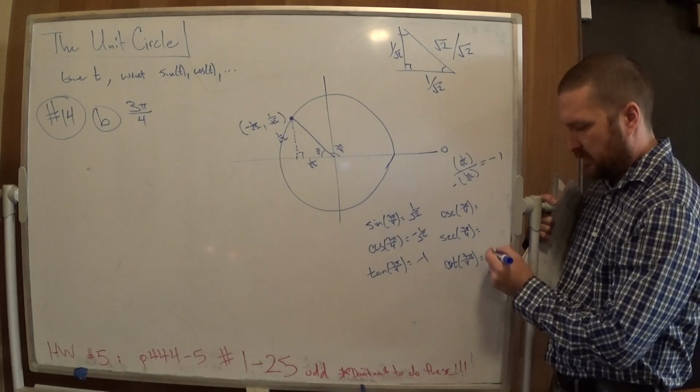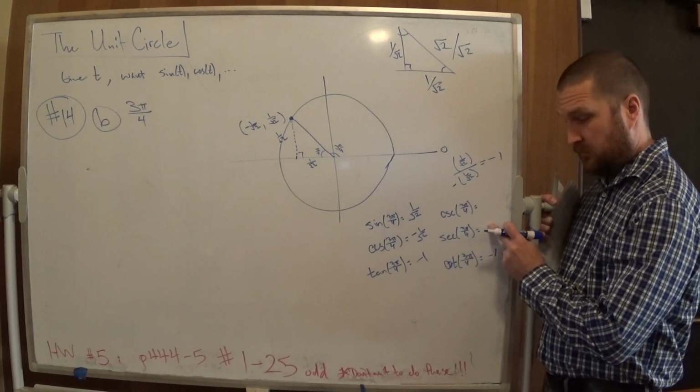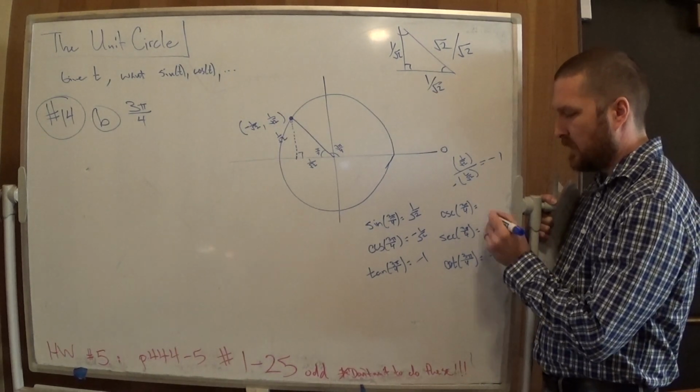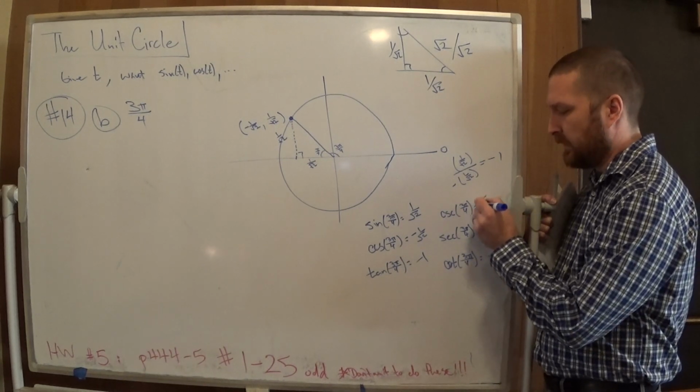So then what's cotan? Negative 1. Still negative 1. What's cosecant? Negative root 2? Negative root 2. And secant? Root 2. Just plain old root 2.